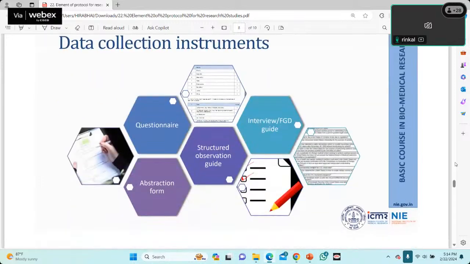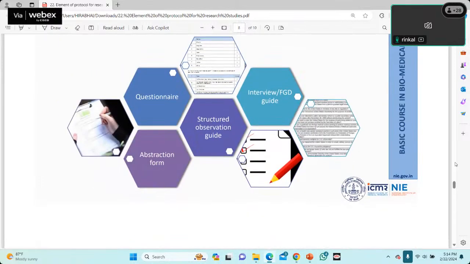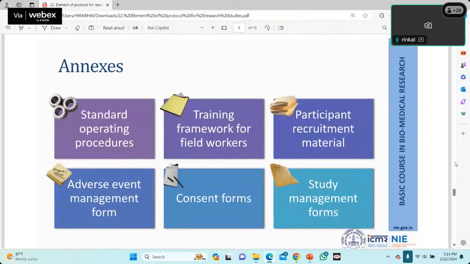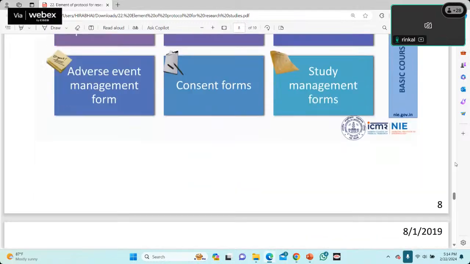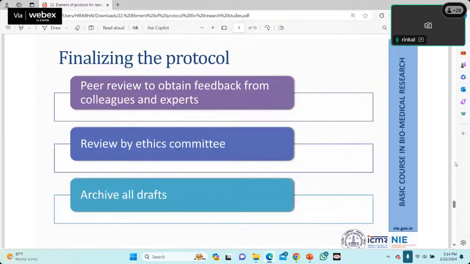Okay, so instrument, as I said, you will have to write in detail how you are going to collect the data, so instrument details should be available. The annexure may include SOP, training framework, if fieldwork then participant recruitment material, study management plan, consent form, adverse reaction plan, and everything. Okay, so finally peer review by the ethics committee, and once you get an approval, you will start taking your first patient. And as per the regulation now, you also need to do CTRI registration before you take your first patient.